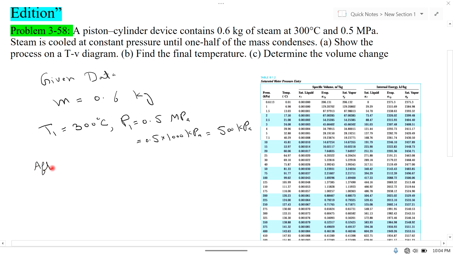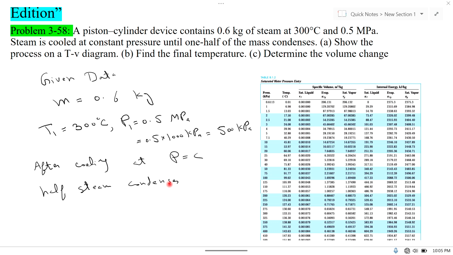After cooling at pressure equal to constant, half steam condenses. Half steam condenses means that half steam is liquid and half steam is vapor. It means the dryness fraction is 0.5.